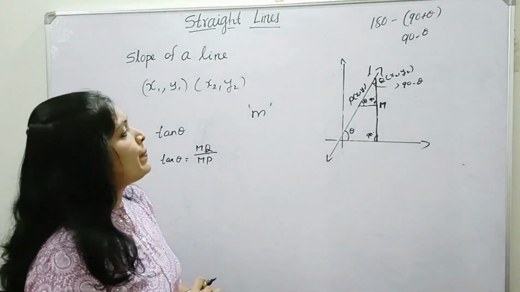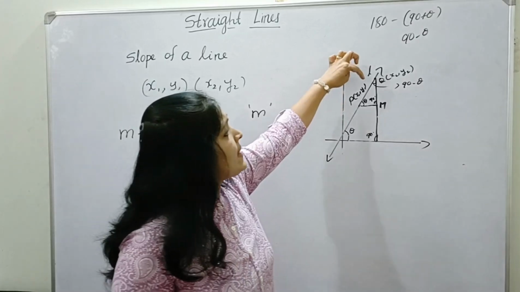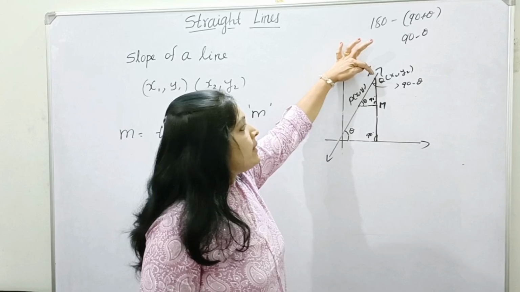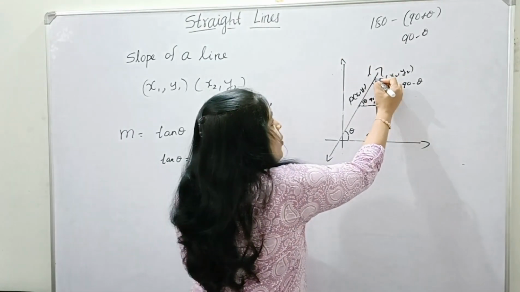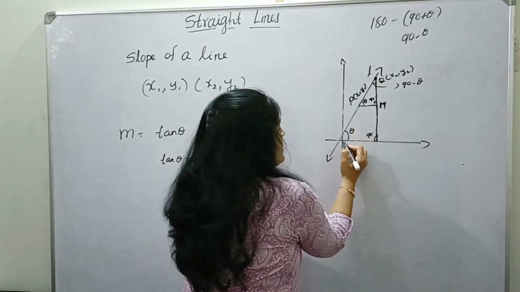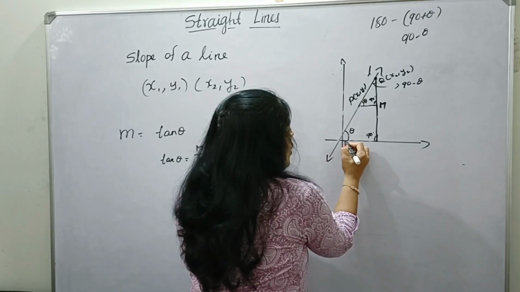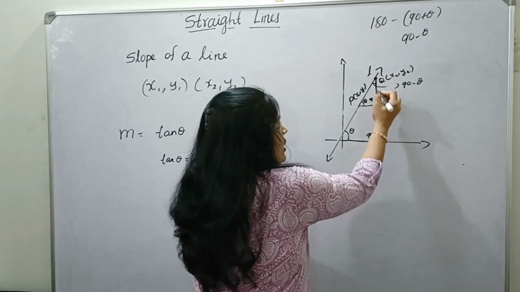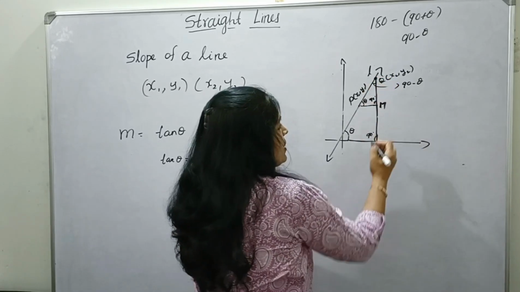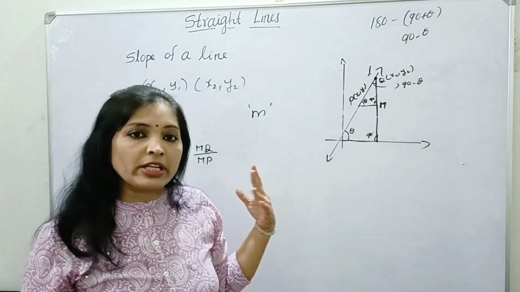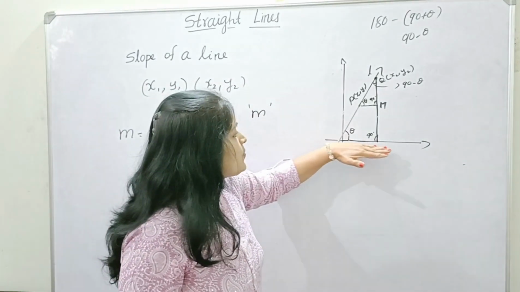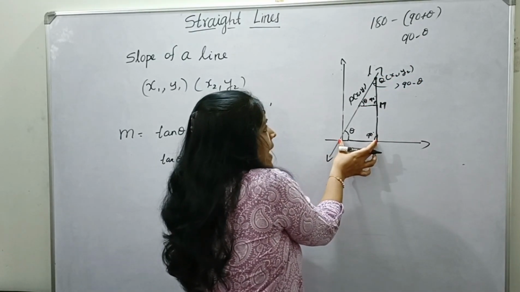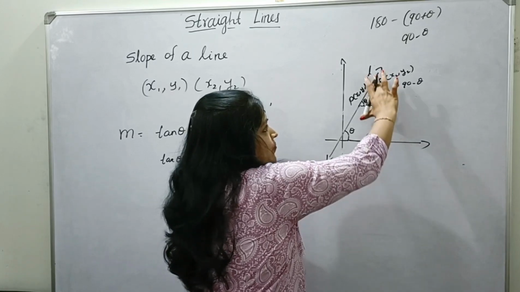Now, see, what is MQ? It is the point x2, y2, right? That means, from the origin, this length is x2, and from here to here, it is y2. These things we already studied in our earlier classes. So this point x2, y2 means this length is x2 and this length is y2, right?